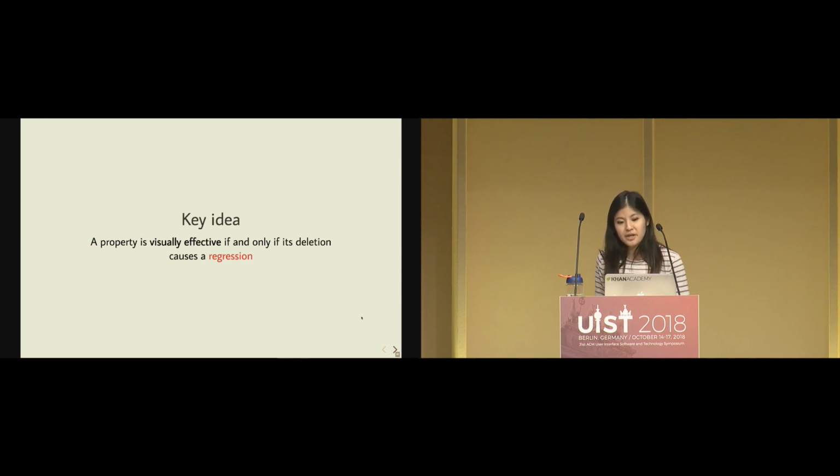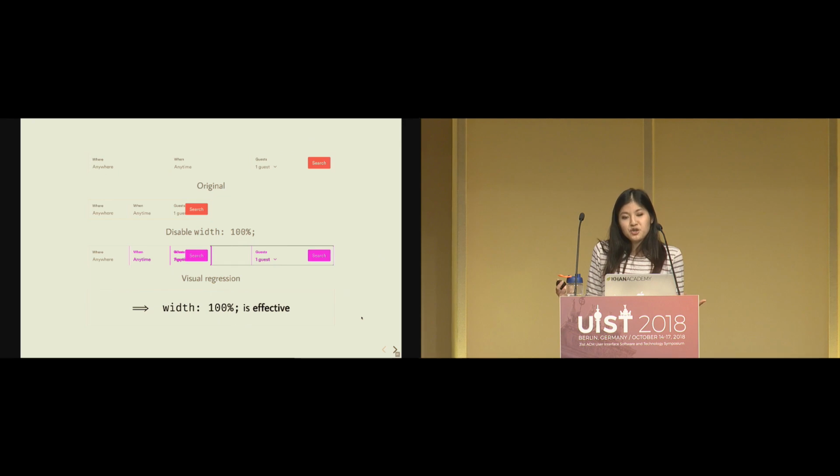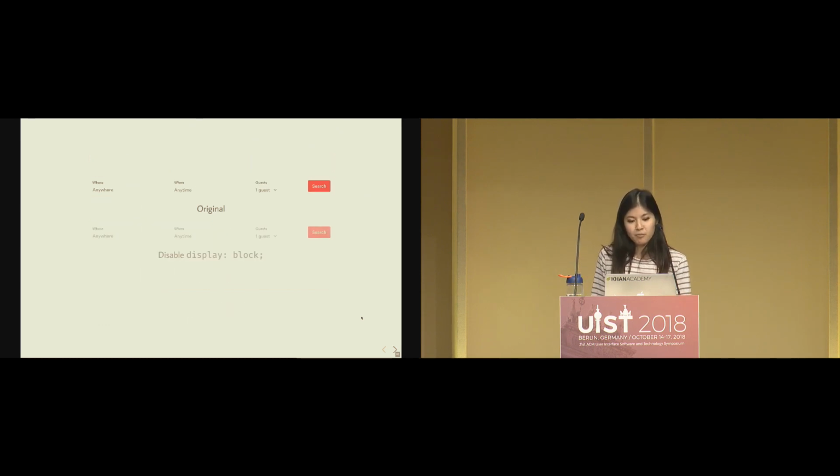So to illustrate what I mean, consider the example from before, and let's say we disable the width 100% property. And if you just compare these two images, you see that there is a difference that's highlighted in magenta. And from here we can conclude that width 100% is actually effective. And conversely, if we add some property and disabling it didn't do anything, then obviously it's not effective and can be safely removed within the context of what we're currently looking at.